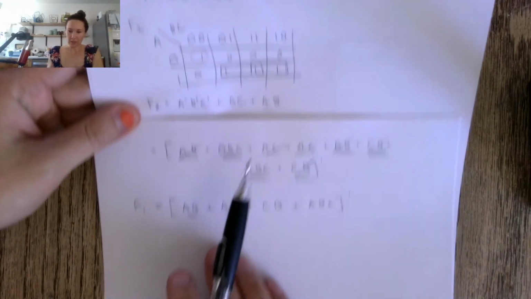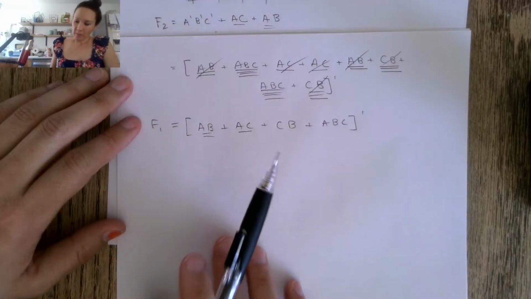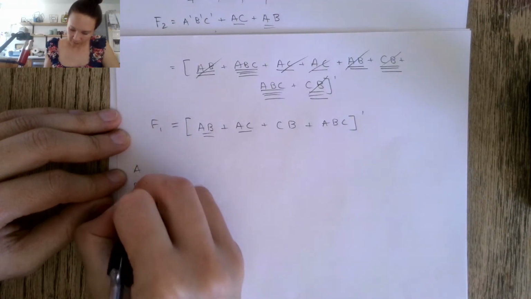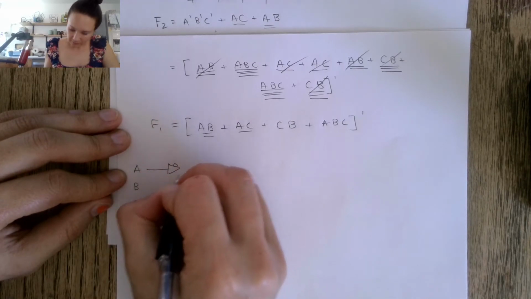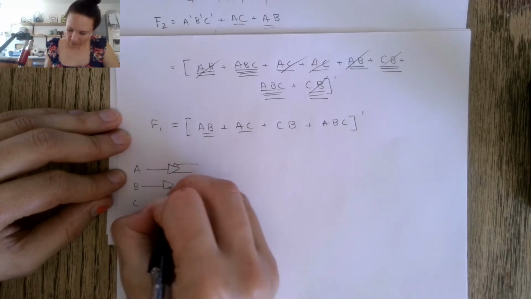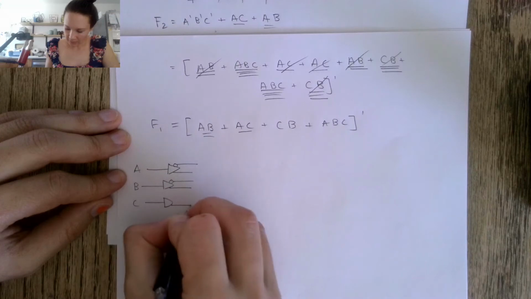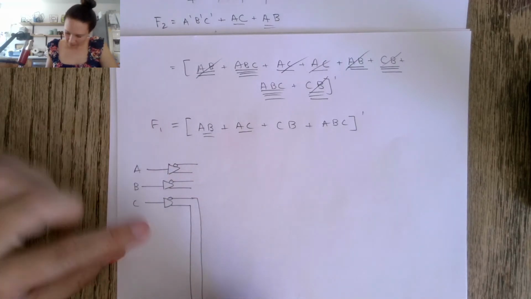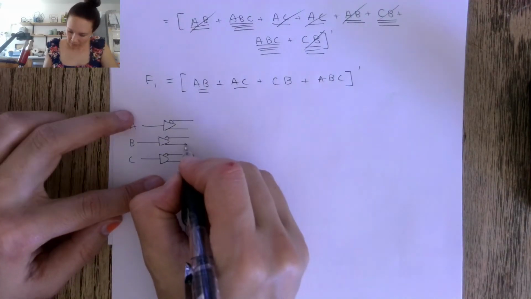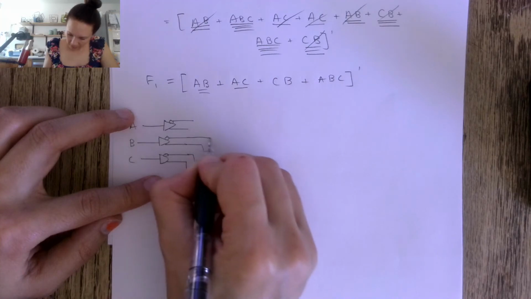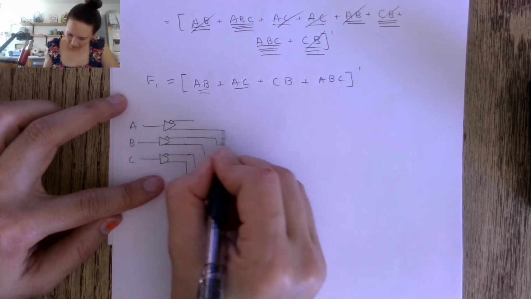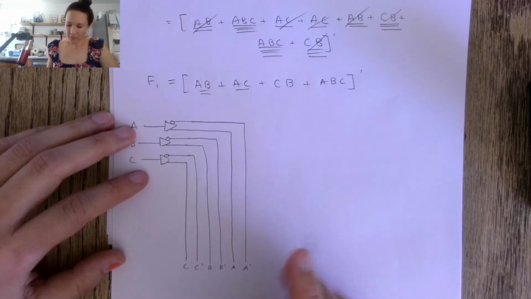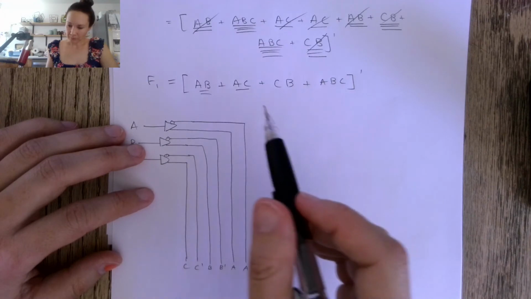Let's now put this into our PLA. Our PLA is going to have inputs A, B, and C. We're going to need A and A complement, B and B complement, and C and C complement. Then we can bend these down here. So this is C naught, this is B, this is B naught, this is A, and this is A naught. Okay, great. Now we're ready for our AND gates.